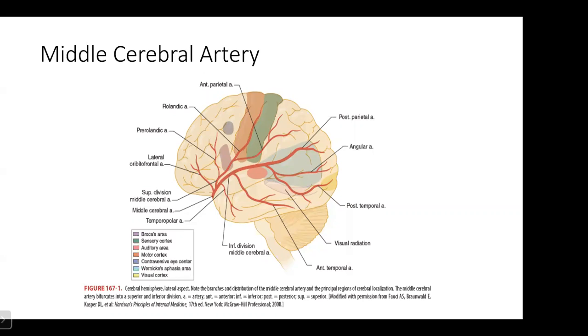Similarly, it supplies the inferior division of the middle cerebral artery.